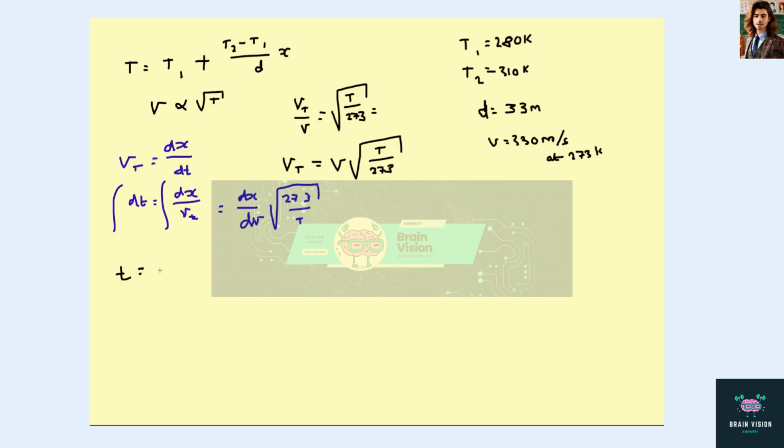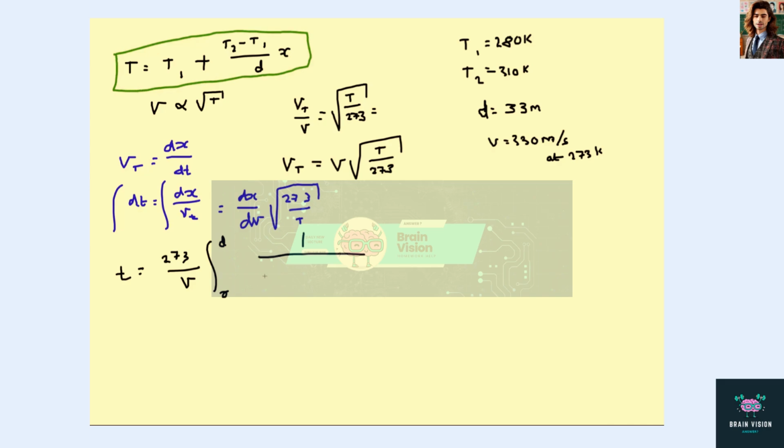So t is equal to the square root of 273 over V, the integral over the width, so from d to 0, of 1 over the square root of T, where T is this expression, so we can substitute this in. So T1 plus (T2 minus T1) over d, times x, all to the half, because it's in the square root, dx.